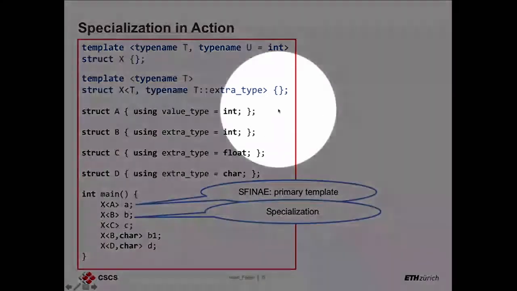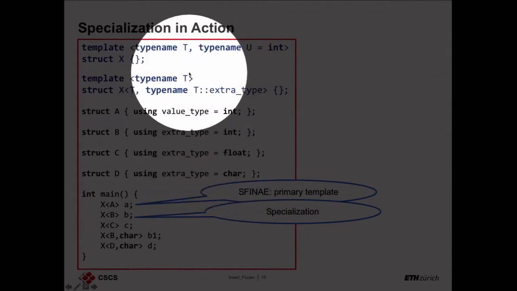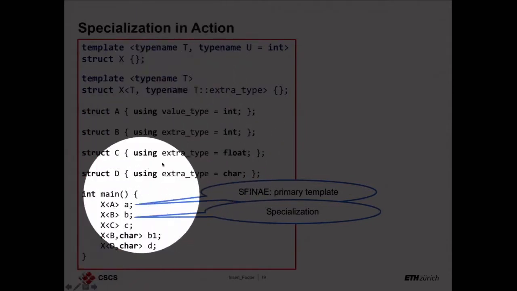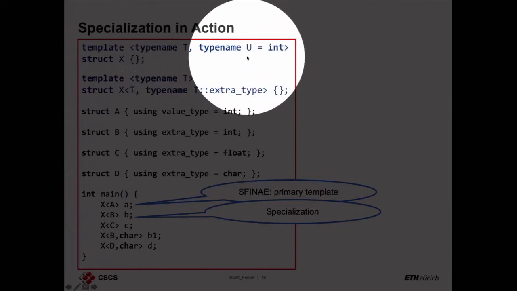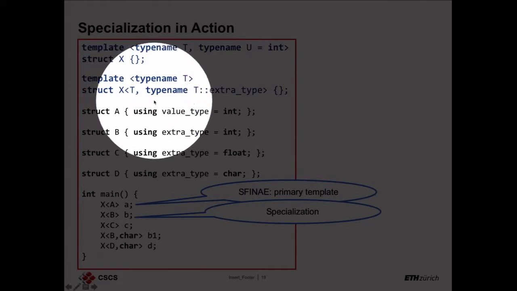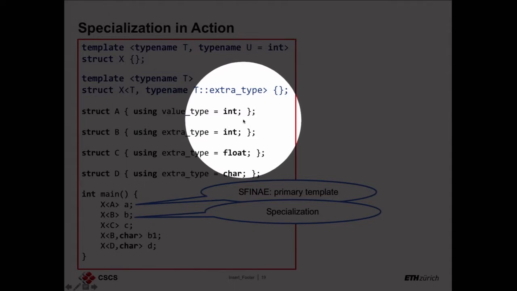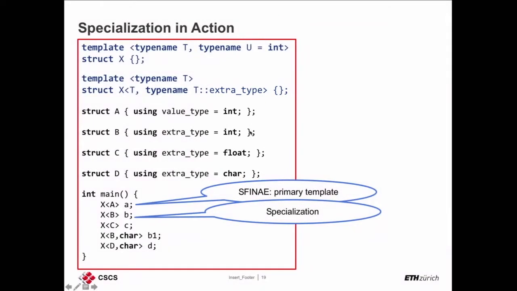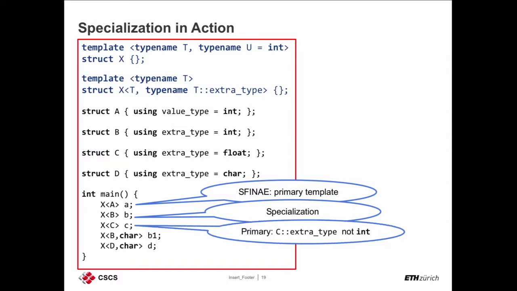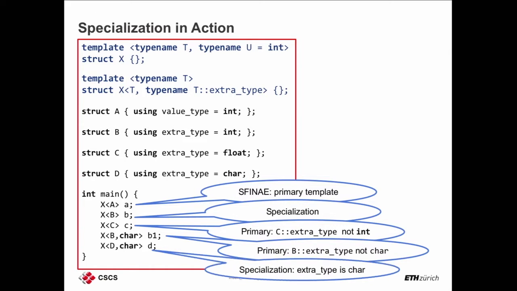X of C. So C has an extra type of float, but now I go to the primary template, right? X of C, primary template, I have C int. Now I go here, and here I want to say C float, because extra type is float, and this is not what I wanted to instantiate. I wanted to instantiate a C and int. So C float doesn't match. I ignore it, and I go to the primary template. And also here we go to the primary template.